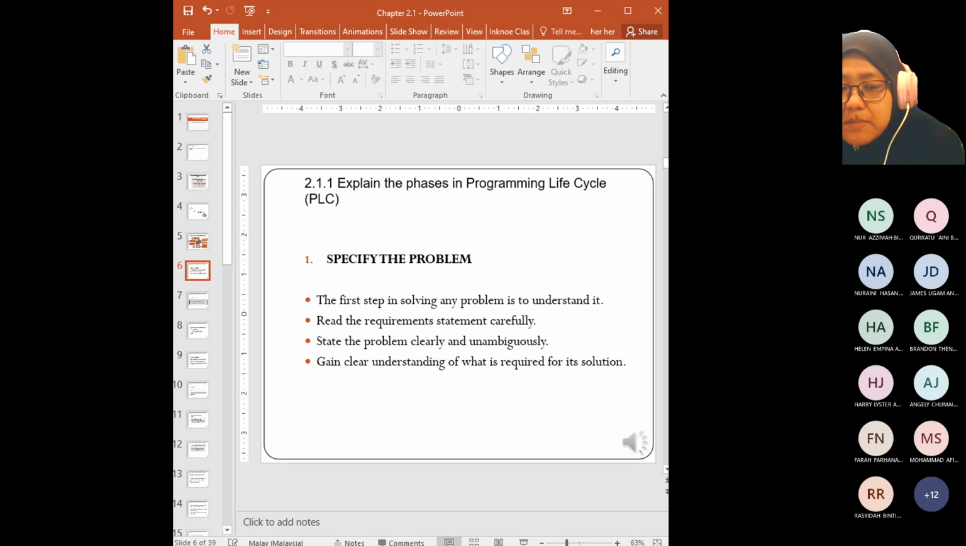Dalam banyak-banyak benda dalam dunia ni, the thing that you are not allowed to do is that buat masalah. So in IT, you are not allowed to buat masalah, but you are allowed to cari masalah. Buat hal tak boleh, tapi cari hal boleh. So you find the problem, then you have to find the solution for that particular problem. So you want to specify the problem.